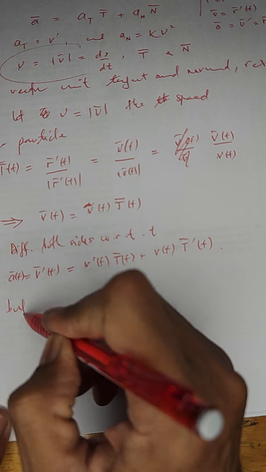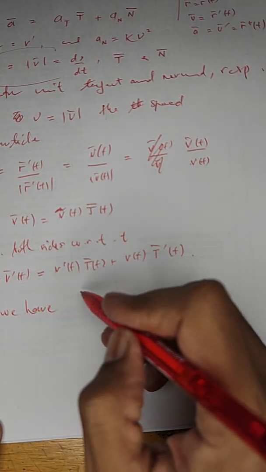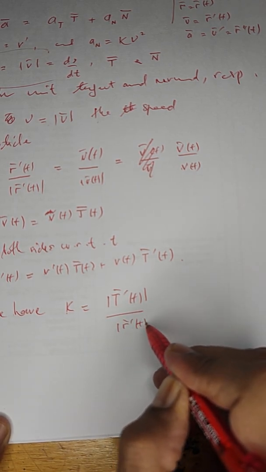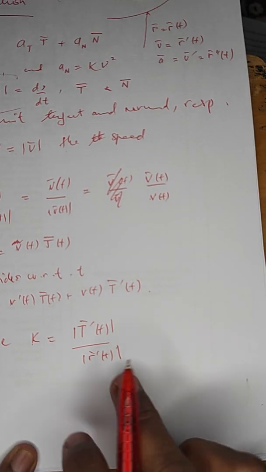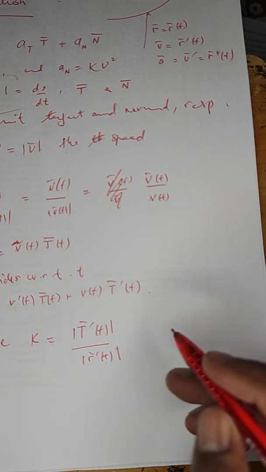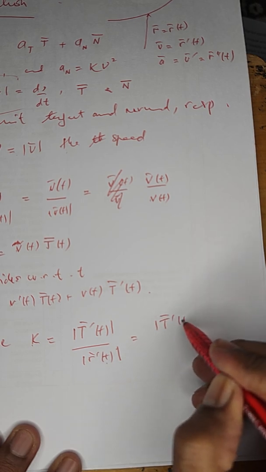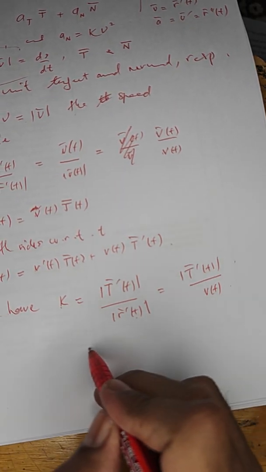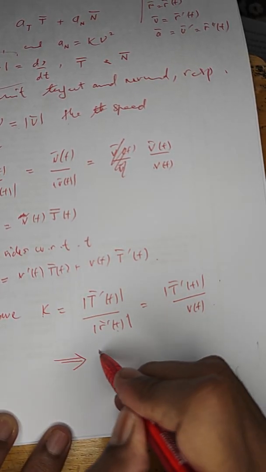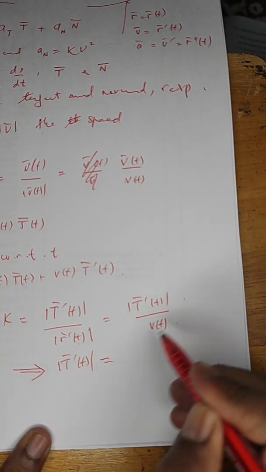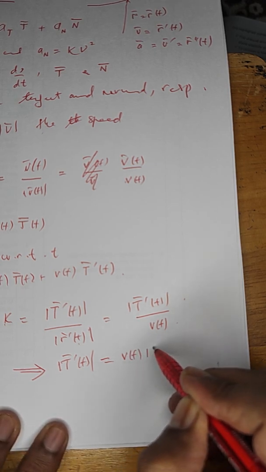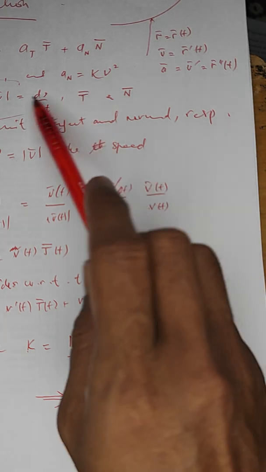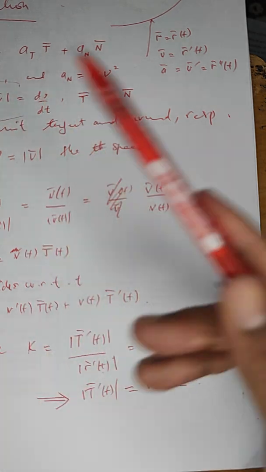But we define kappa as the magnitude of T prime(t) over the magnitude of r prime(t), and the magnitude of r prime(t) is the magnitude of vector v, which is the scalar v. So this is the magnitude of T prime(t) over v(t). From here, the magnitude of T prime(t) can be written as v(t) kappa. What we want to show is that a_T and a_N are given by those expressions.